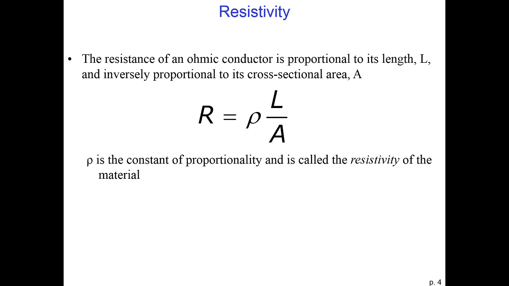All right, so next we're going to talk about electrical energy. So we'll have a question here.